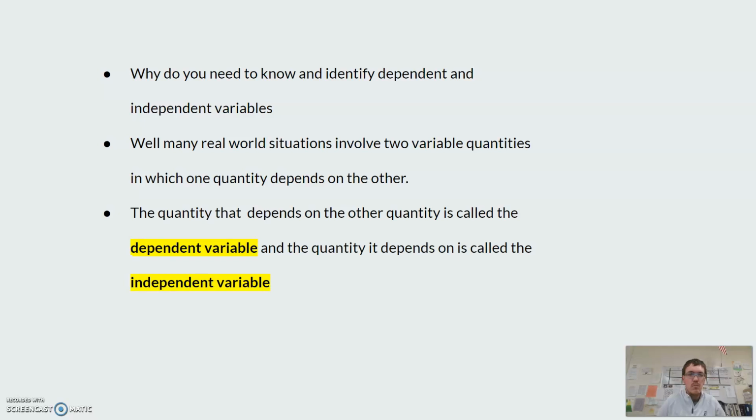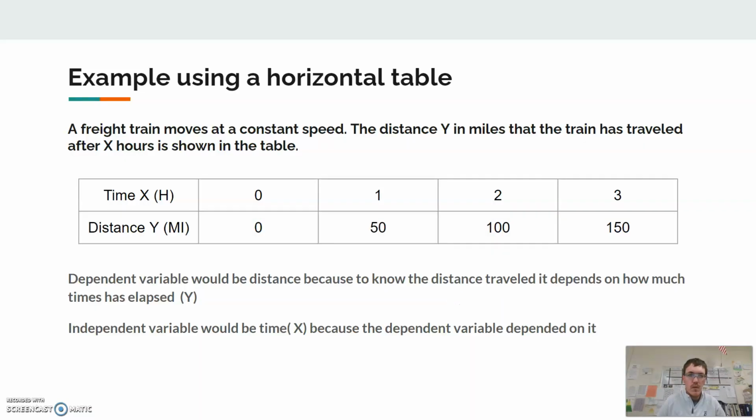So like it says, the quantity that depends on the other quantity is called the dependent variable, and the quantity it depends on is called the independent variable. So if we look at an example using a horizontal table, which is this one right here, our x will always go on top, y on the bottom. This one's in time and distance.